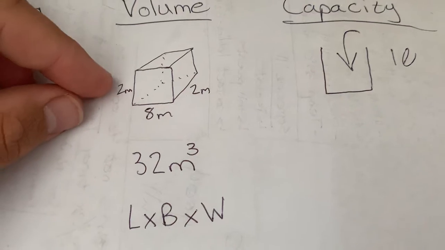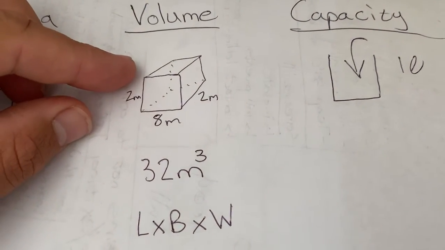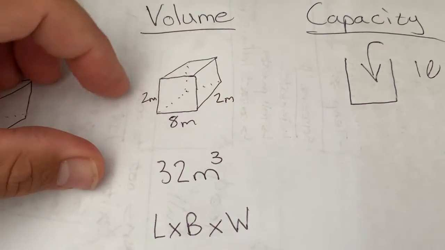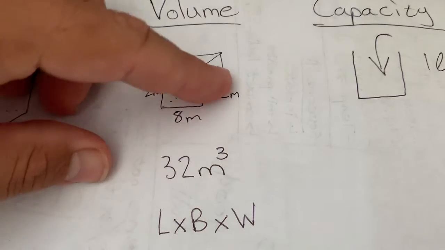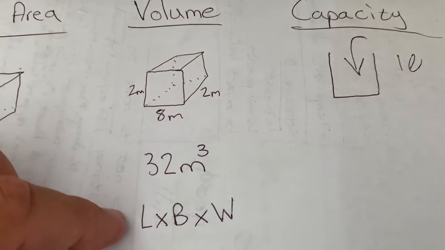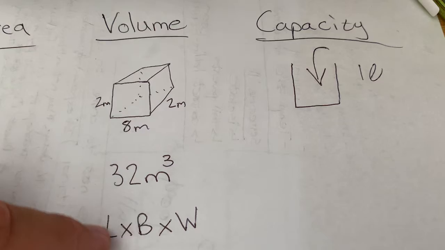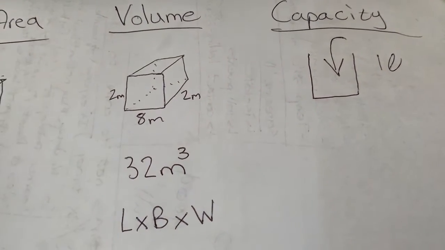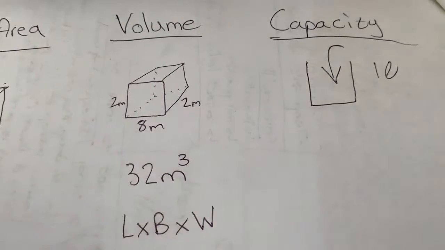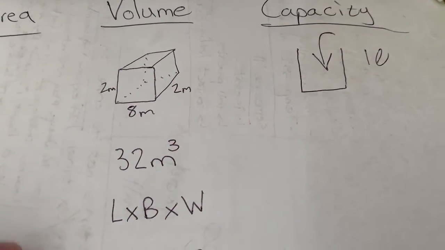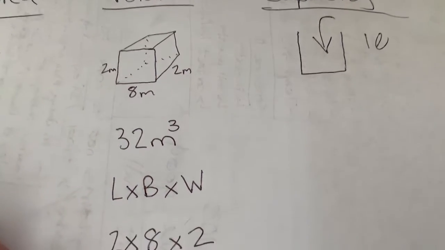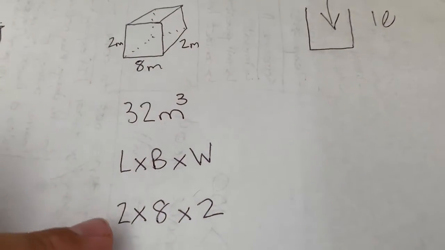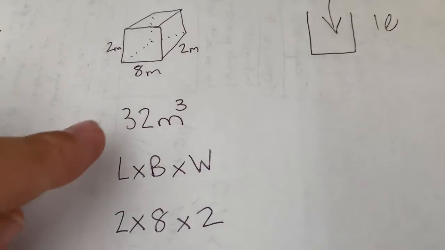So in this example here, one of the dimensions is 2, the other dimension is 8, and the whole dimension going to the back is another 2 meters. So those are my 3 dimensions, 2, 8, and 2 again. So the formula for calculating volume and capacity is length times breadth times width, or length times height times width. It doesn't matter which way you name it, as long as you've got 3 different dimensions. So if I had to plug those in, 2 times 8 times 2, and of course 2 times 8 is 16, and 16 times 2 is 32.